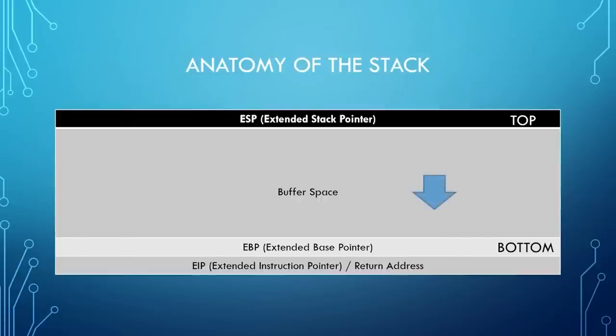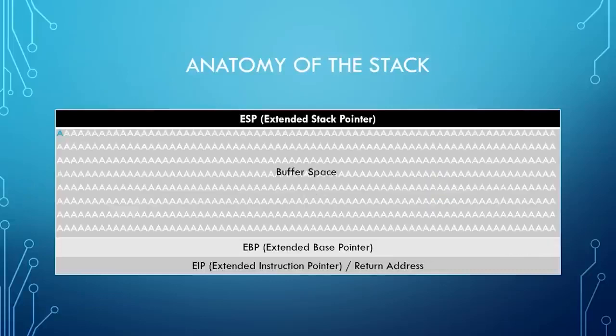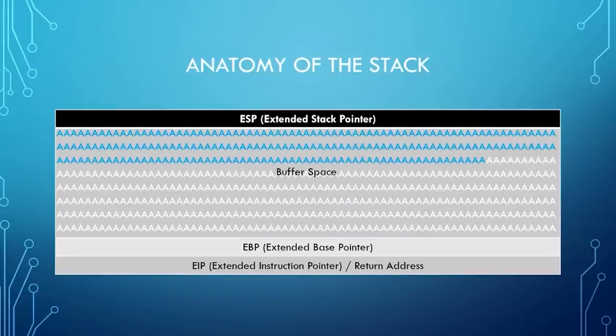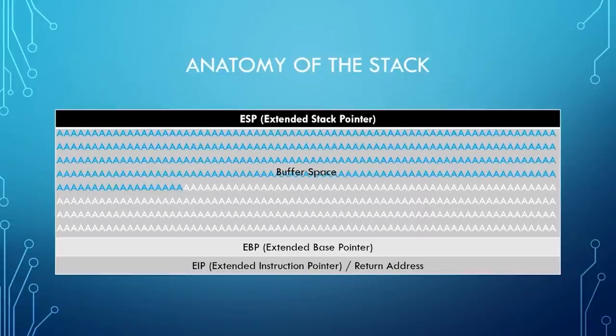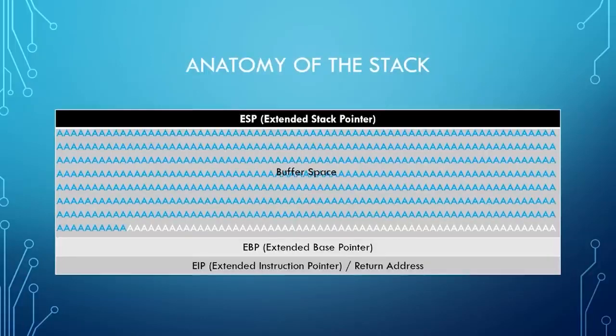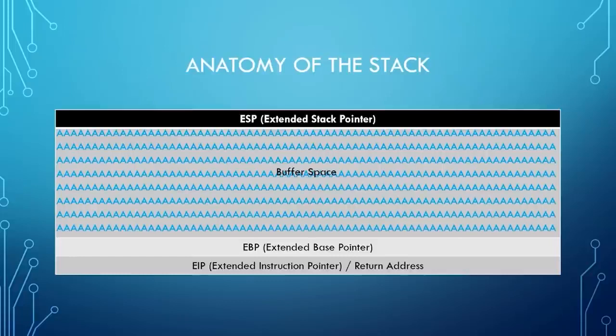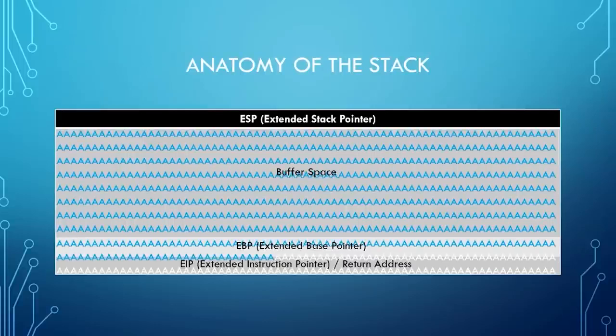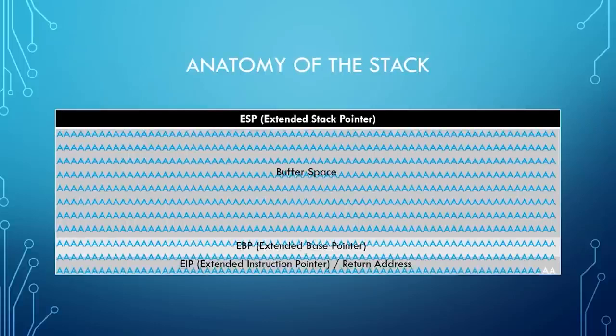What should happen, if you're properly sanitizing your buffer space, is that if you send a bunch of characters at it, say a bunch of A's, for example, you should reach the EBP but stop. The buffer space should be able to contain the characters that you're sending. However, if you have a buffer overflow attack, then you actually overflow the buffer space you're using and reach over the EBP and into something called the EIP.